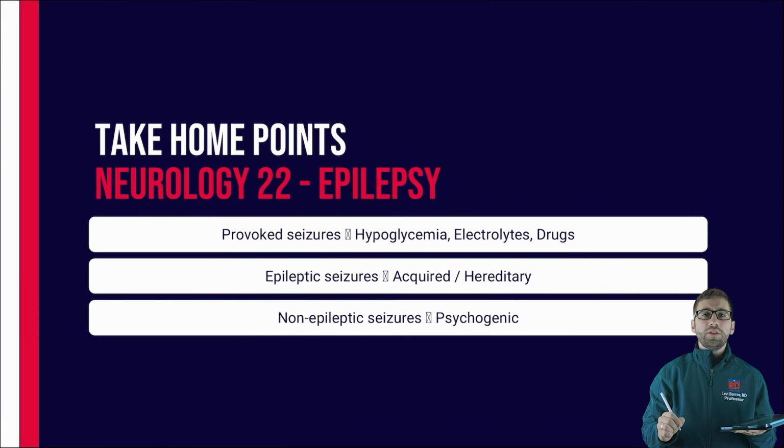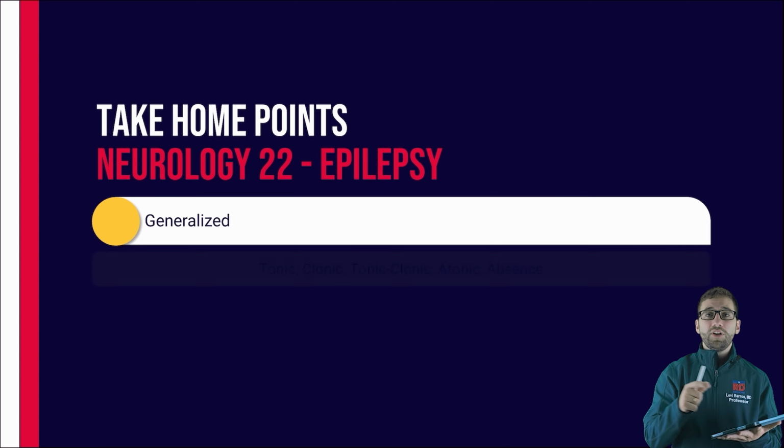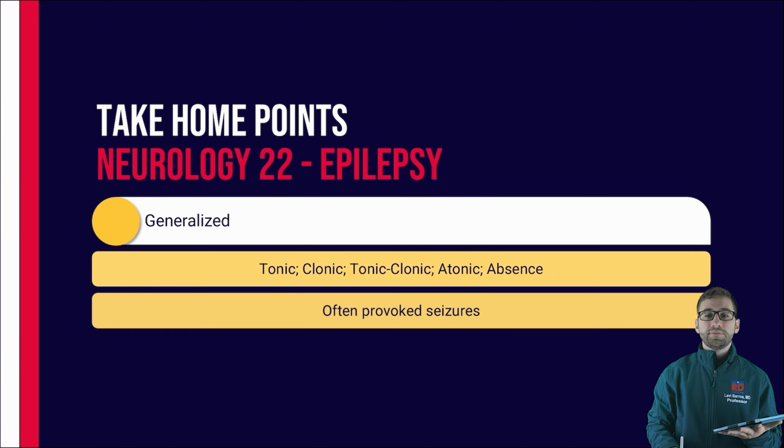And finally, non-epileptic seizures, also known as psychogenic seizures, are related to psychological factors rather than electrical disturbances in the brain. Generalized seizures involve both hemispheres of the brain and include tonic-clonic, atonic, and absent seizures. These seizures often have a provoked etiology.